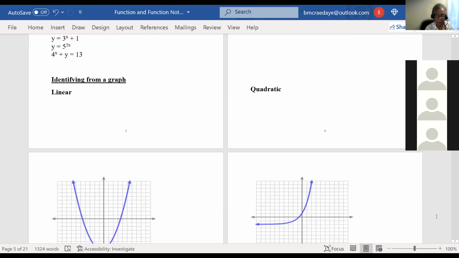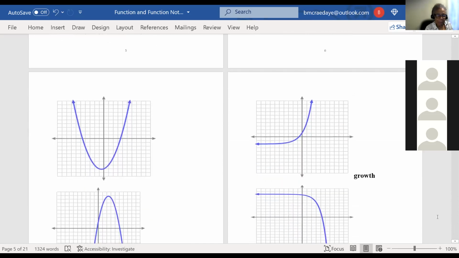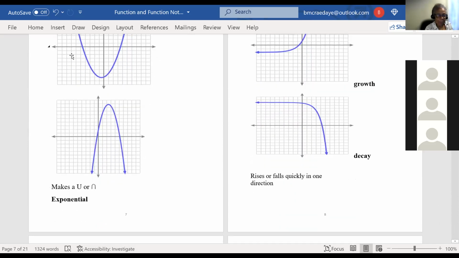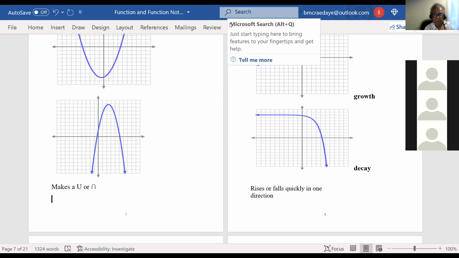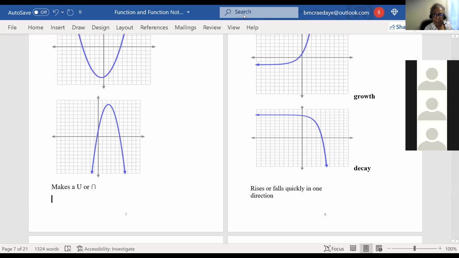There's the quadratic, and then the exponential. Exponential can either rapidly increase or rapidly decrease. The two terms we use are growth when they are increasing, and decay when they're decreasing. Yes. Okay. All right.